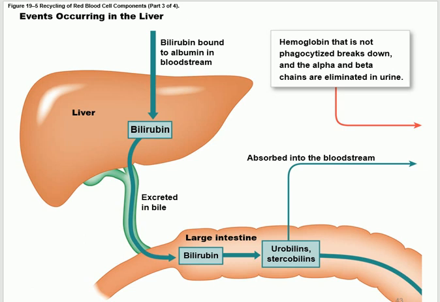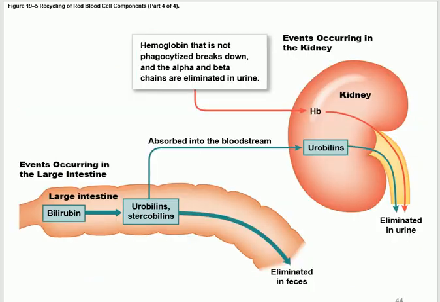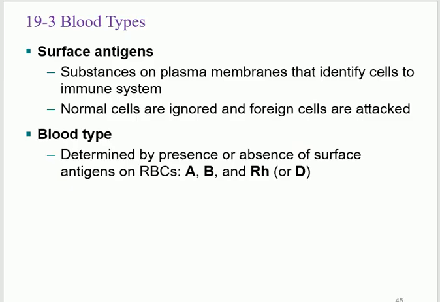And here is how we get rid of the biliverdin. Biliverdin goes in the bile and goes to the intestine, goes to the stool, and part of it is absorbed, goes to the blood and goes to the kidney. So how do we get rid of it at the end? Urine and stool. Urine and stool. Next is the blood types.